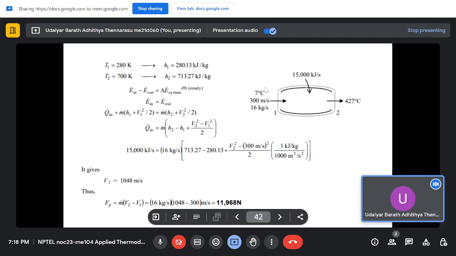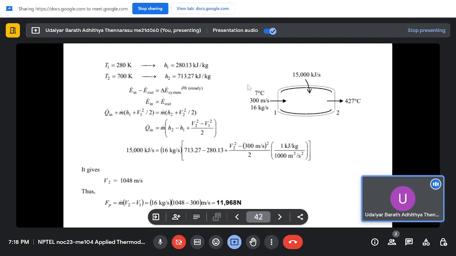So now converting, we know T1 is at 7 degrees Celsius, which in Kelvin is 280 Kelvin. So the enthalpy will be close to 280.13 kilojoules per kg, and the same at state 2 is 427, so 427 plus 273 will be 700 Kelvin, and the enthalpy will be 713.27 kilojoules per kg.